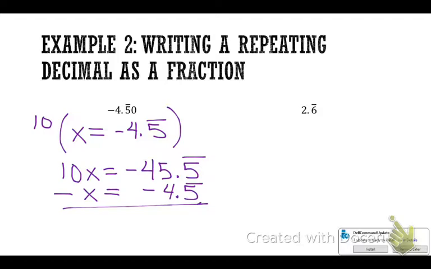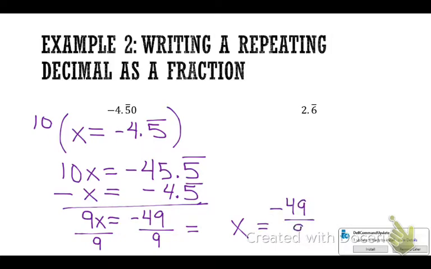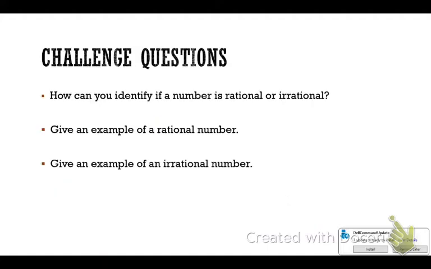That's okay. We'll just do it this way. 10x minus x is what? 9x equals, now I subtract, all right, negative 45 minus 4. All right, negative 49. Negative 49. Now divide both sides by 9. And you get x equals negative 49 over 9. Okay? All right, and that's it. Okay? All right, so the process is what's important.